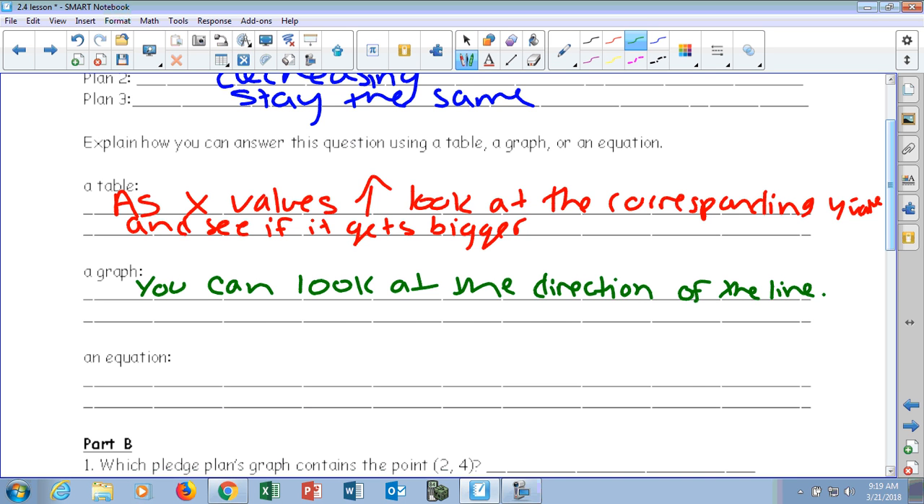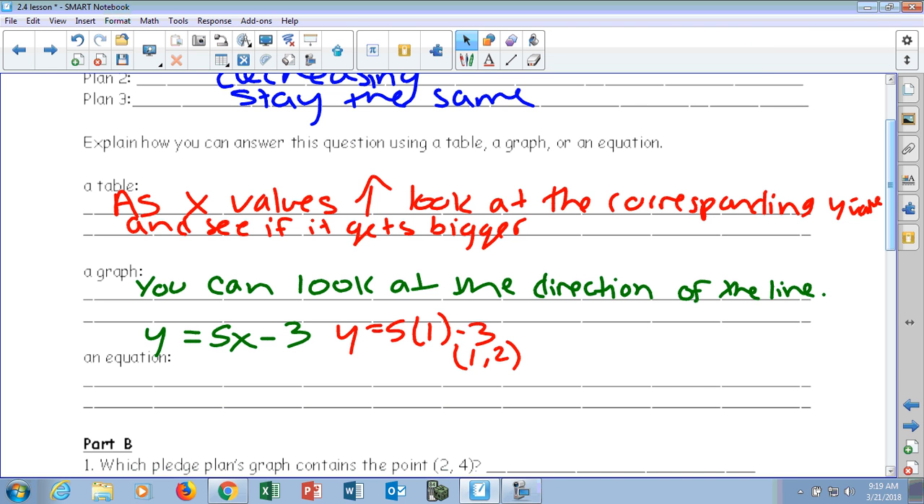So in this equation, say I had the y equals 5x. What was one of the equations? 5x minus 3. Okay, that was one of our equations. If I plug in 1 for x, 5 times 1 minus 3, what do I get as a y? 5 times 1 is 5. Minus 3 gives me 2. Okay, so I know these values are 1 and 2. So now I want to plug in a number greater than 1.